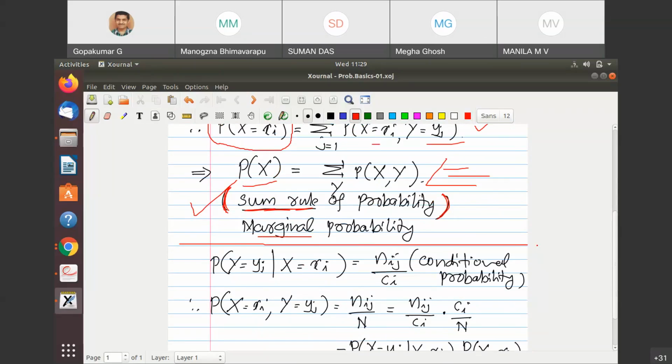Then I think you know about the conditional probability also. Here we are assuming that it is given that x is equal to xi, and then we have to find out the probability that y is equal to yj. That is a conditional probability, and we know that here x is equal to xi is the case that we have to consider. So that probability is nij divided by ci, since the total cases where x is equal to xi is ci.